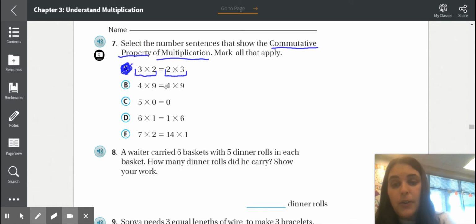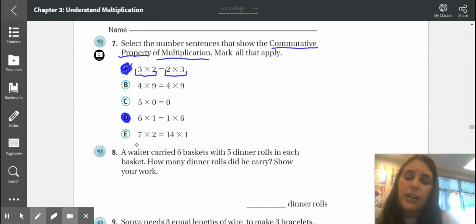4 times 9 equals 4 times 9. 4, 9, 4, 9. Okay, did the order change? No, it didn't. So this isn't showing the commutative property. Next one, 5 times 0 equals 0, not showing the commutative property. That's the 0 property. D, 6 times 1 equals 1 times 6. Think about the order. All right, is the order different? Yes. So this one we would choose, that's showing it.